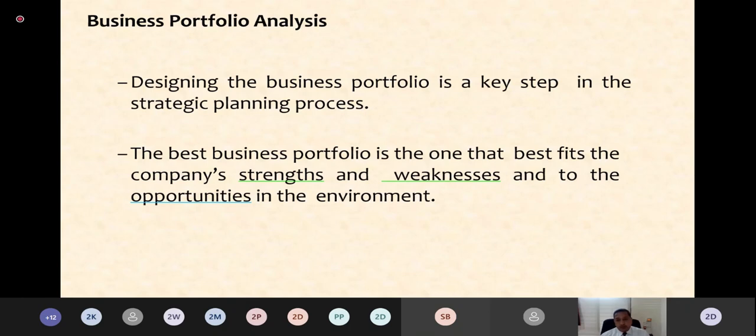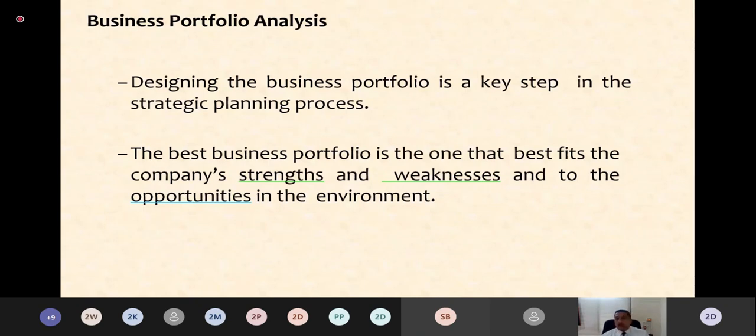The best business portfolio is the one that best fits the company's strengths and weaknesses and the opportunities in the environment. So when we do this business portfolio analysis, the outcome is that whatever resources or business units or product lines the company has should be correctly matched with the opportunities present in the environment, so that we can take the benefit of all those opportunities, as well as face some challenges which are there in the environment.